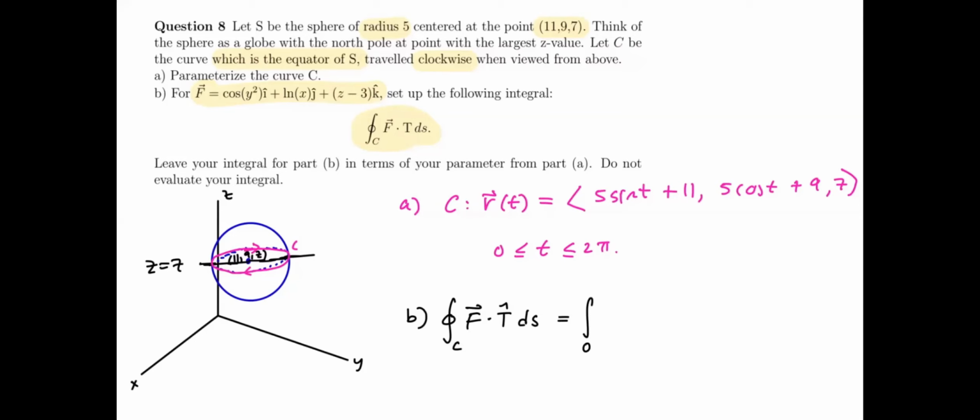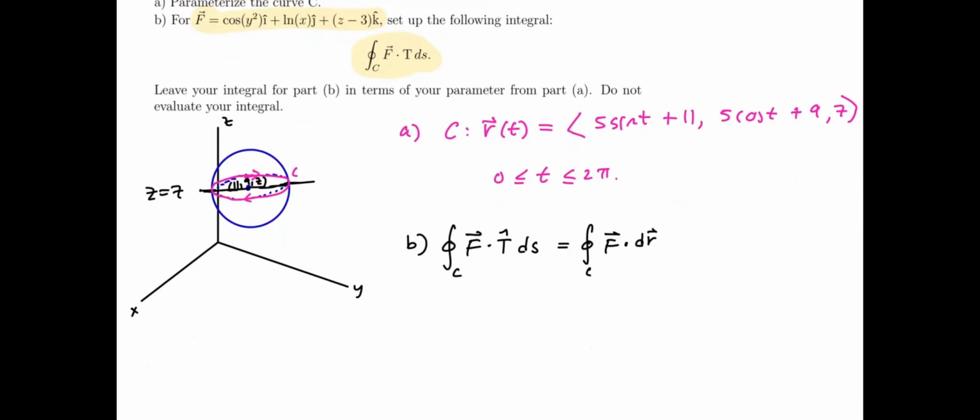So it'll go from 0 to 2 pi of f dot. So let me just give you one more definition. This is really just the line integral along curve C of f dot dr. So we need to figure out what is f. Well, f is right here. It's already been given to us. So we're going to evaluate f at our parameterized curve C, r of t. So you can also write this as the integral from 0 to 2 pi of f evaluated at r of t dotted with r prime of t dt.